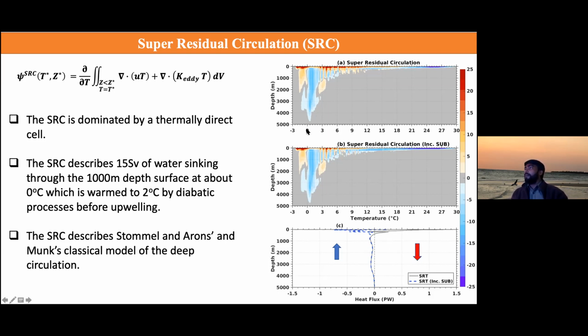And if you look at the heat transport by these two definitions, the blue color is showing the result when I include the submesoscale advection. So the superresidual circulation transports heat upward throughout the column, which is further balanced by the diapycnal or diabatic process. So it's really showing the classical advective-diffusive balance.